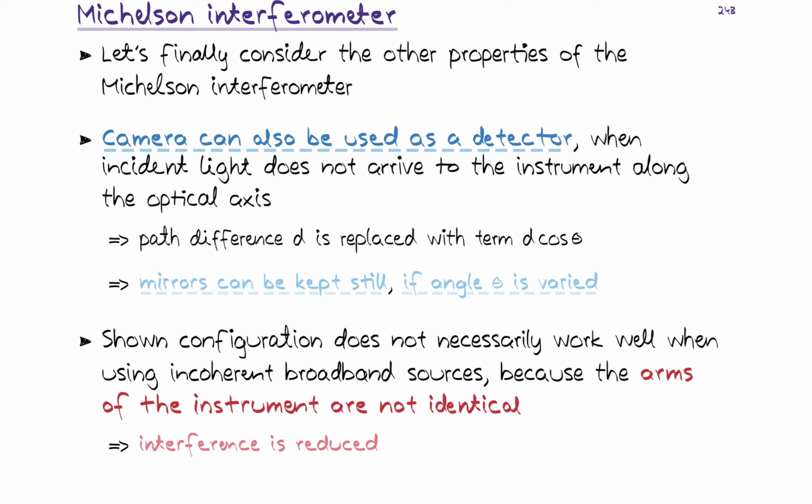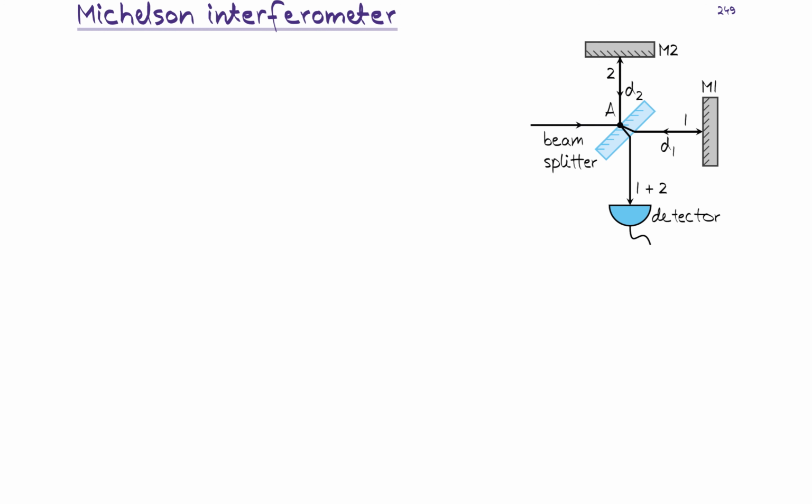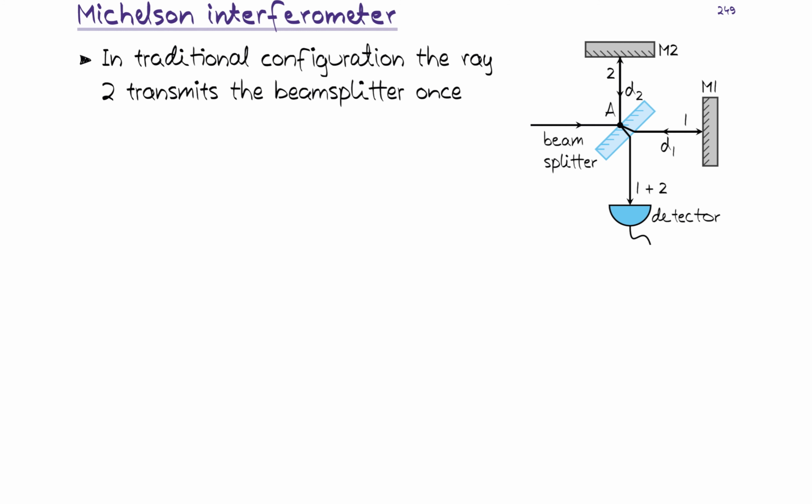When the instrument arms are not identical, then interference is actually being reduced between ray 1 and ray 2, and this degrades the performance of the instrument. And this is a downside of the first simplest possible scenario, of how we can build a Michelson interferometer like this. This is the downside of the simple configuration.